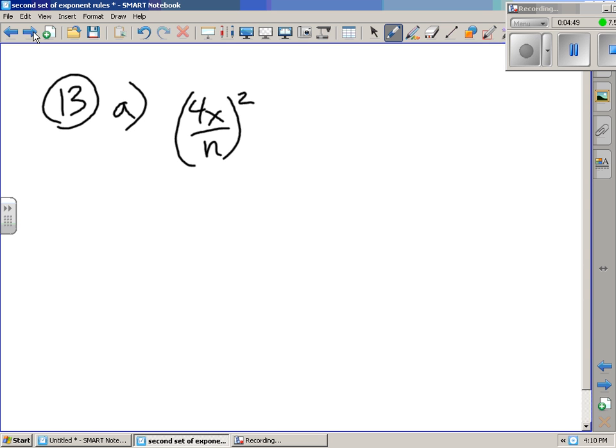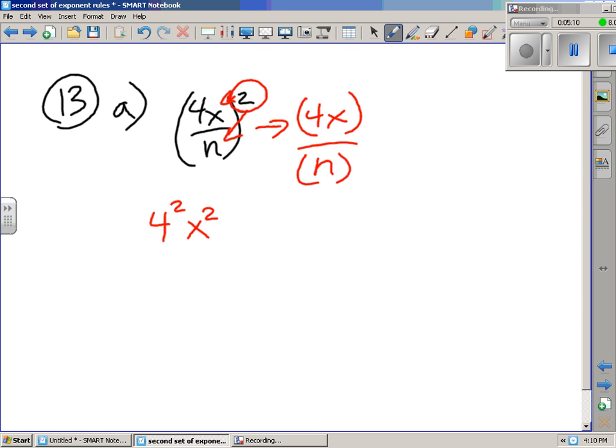13a gets a little bit more complicated here. It's still power to a group: you distribute to both the numerator and the denominator. However, in this case, the numerator is made up of two factors, so you need to be careful to give the 2 to each piece, because it really looks like this. It's like 4x over n, and they each get that power of 2.